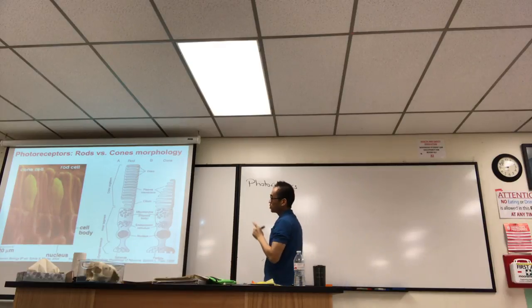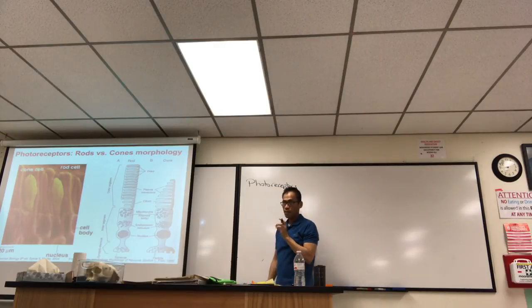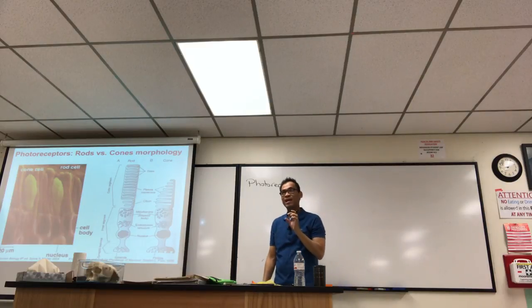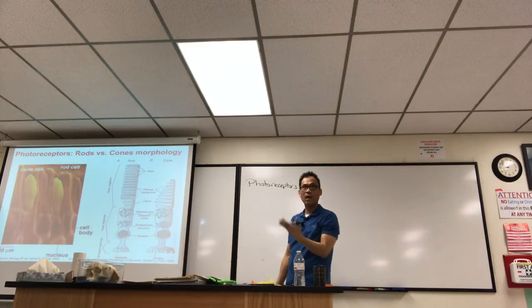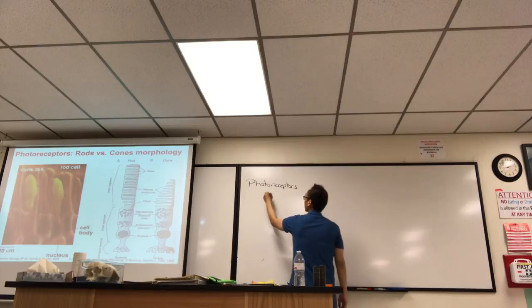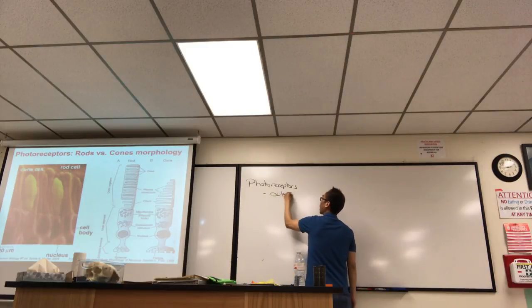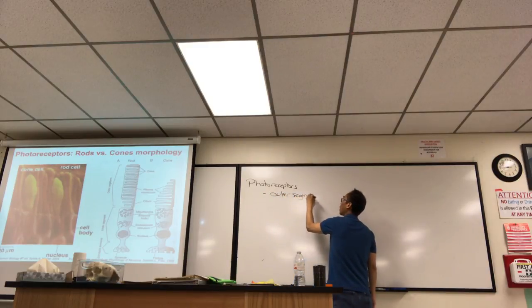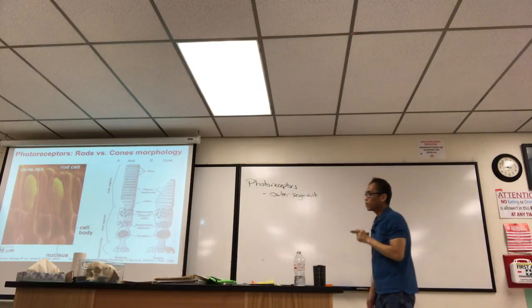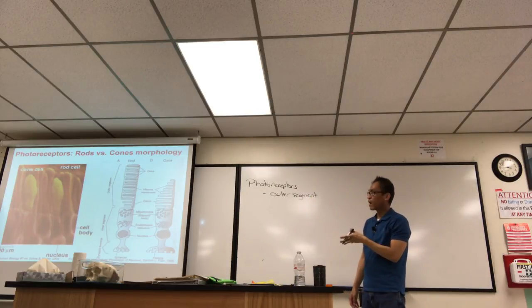Pay attention to the different regions. That outer segment's important. That has the visual pigment that can absorb the photons of light to allow you to see. The outer segment, whether it be the rod or the cone, both have an outer segment, right?